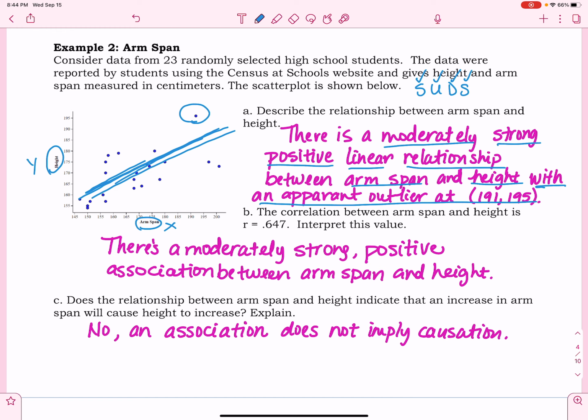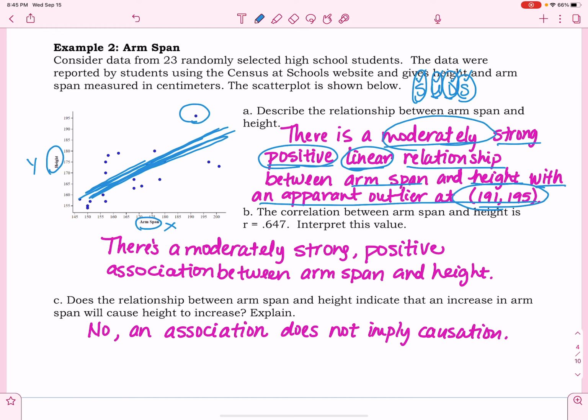All right, so have I addressed everything? Well, did I talk about shape? Well, I said it was linear, so yes, I did. Did I talk about unusual features? Yes, I did. I think there's an outlier. It looks like an outlier. That's what I'm going with. Direction, it is a positive. It's in the positive direction. And, of course, the strength.